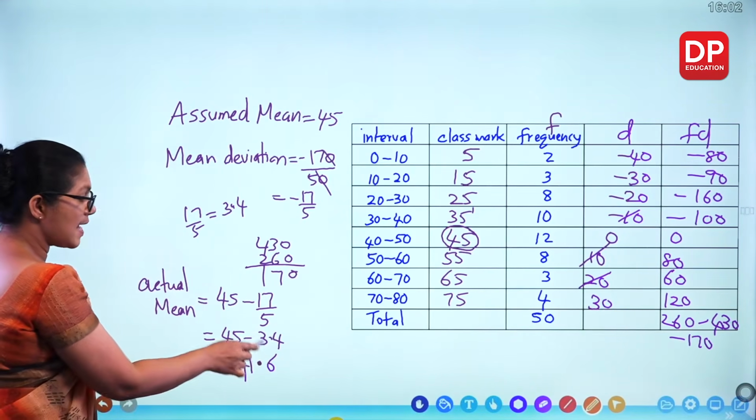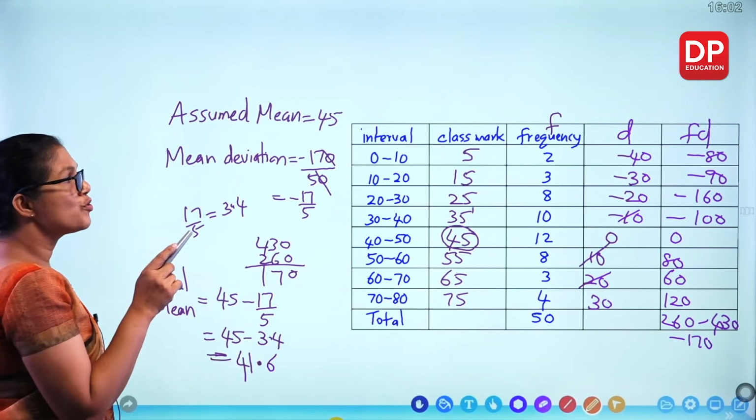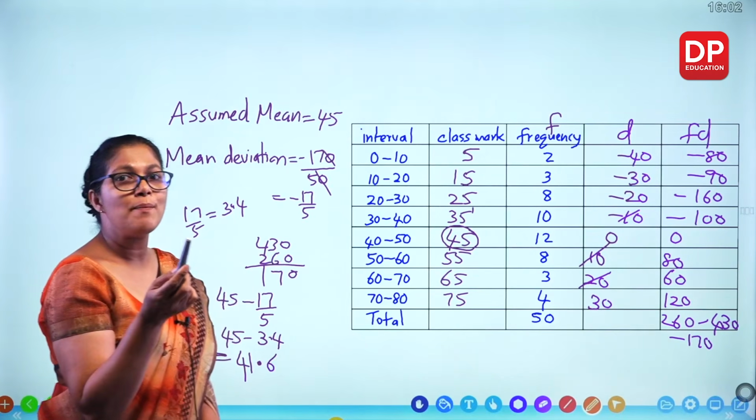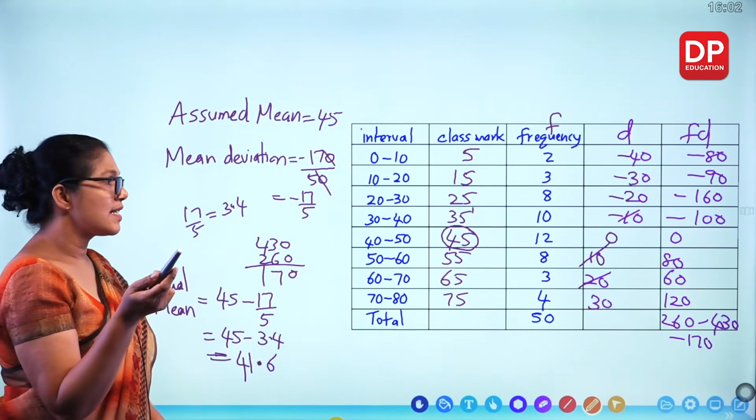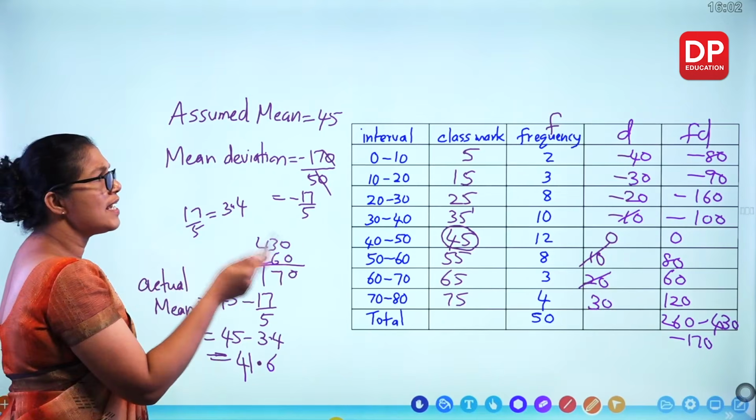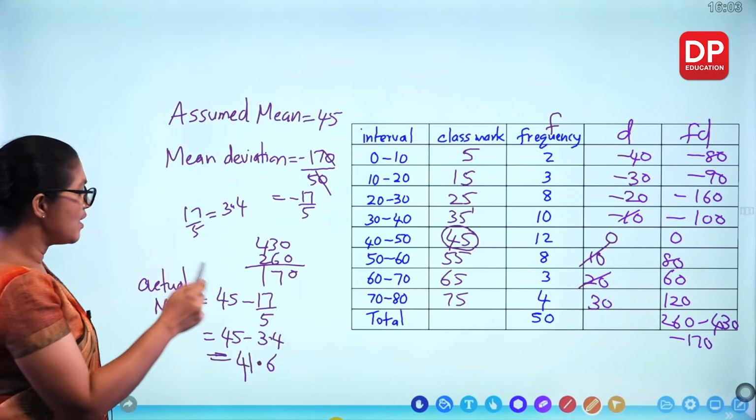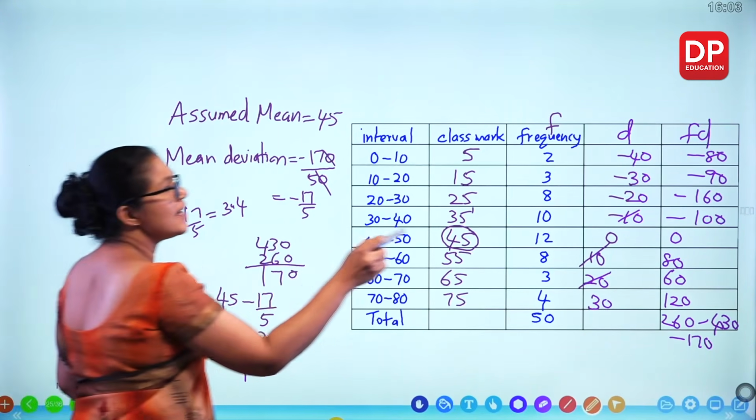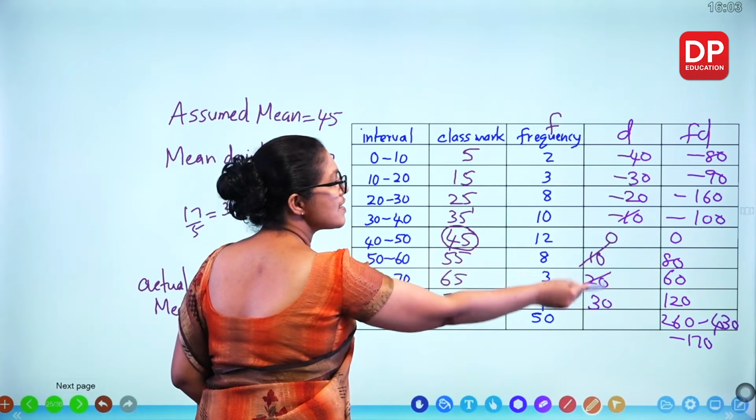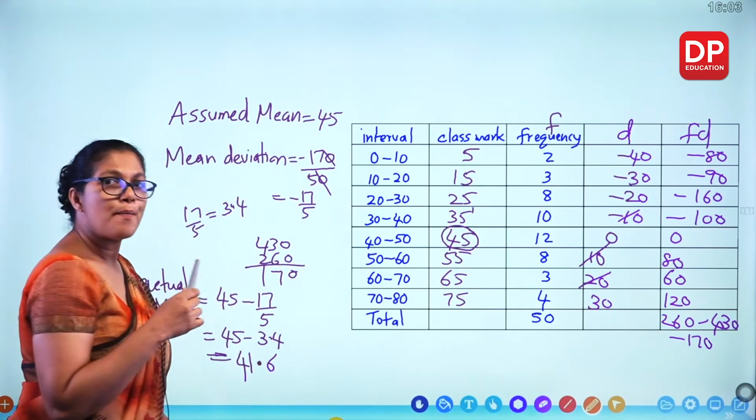This is the question we did before. We got the same answer without using the deviation method, the normal method, sigma fx over sigma f. Now we did it using the deviation method and we got the same answer. But here you can see the calculations are easier than the previous method.